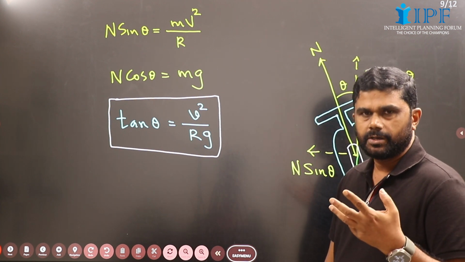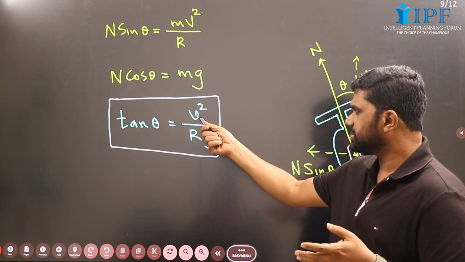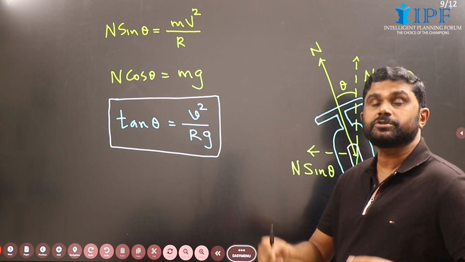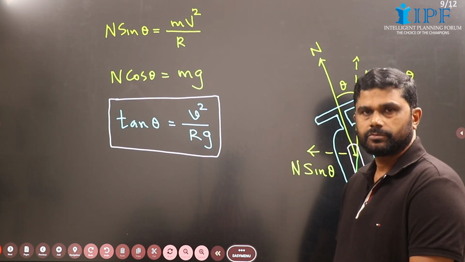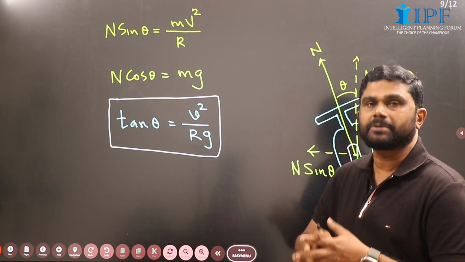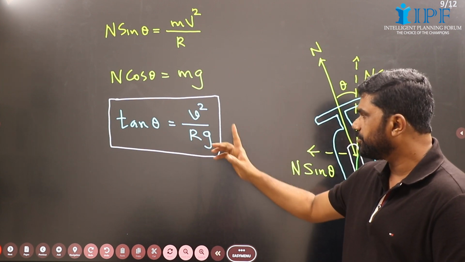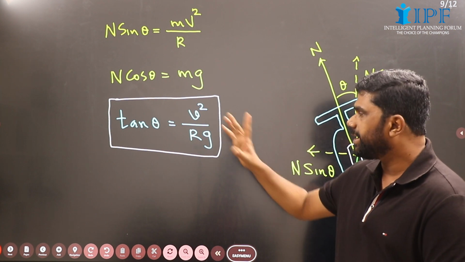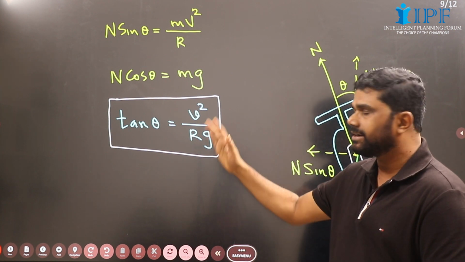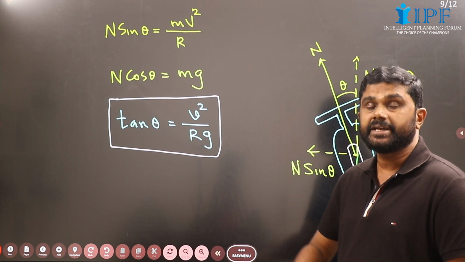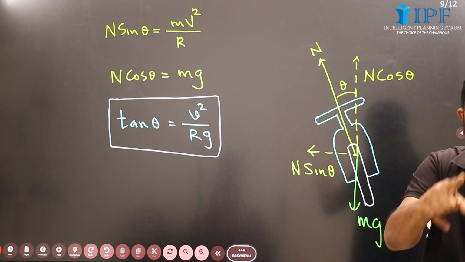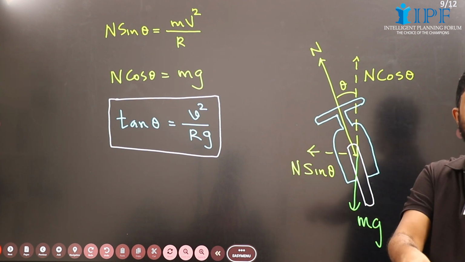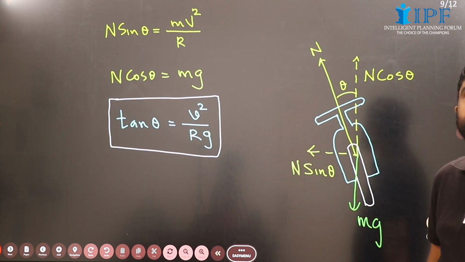Suppose the cyclist takes a turn at 18 km per hour. 18 km per hour means 5 meter per second. So this will be 5 square, 25. And suppose the radius of the circular path is 2.5 meter, it's a sharp turning. So this will be 2.5 into 10, 25, and in the numerator 5 square, 25. So tan theta will be 1 and theta will be 45. It means she or he will have to lean inwards by 45 degrees in order to take a turn of radius of curvature 2.5 meter with a speed 5 meter per second or 18 kilometer per hour.